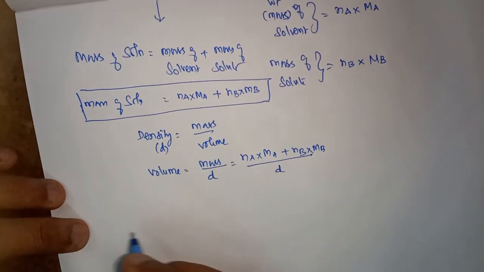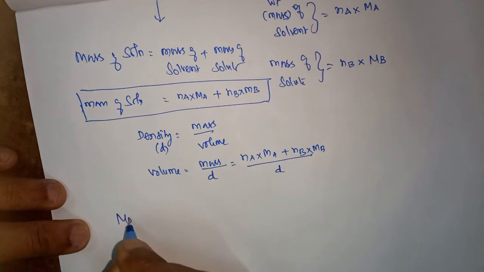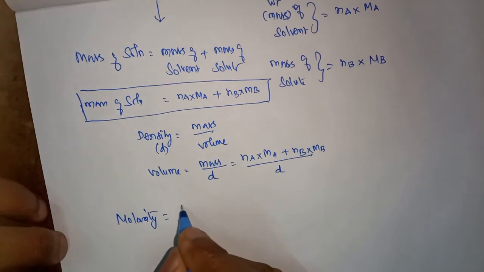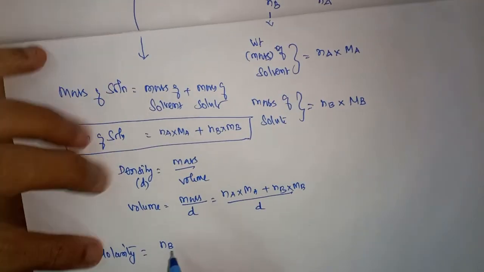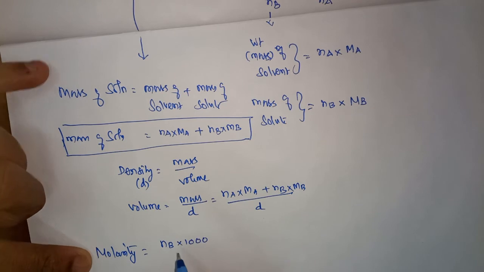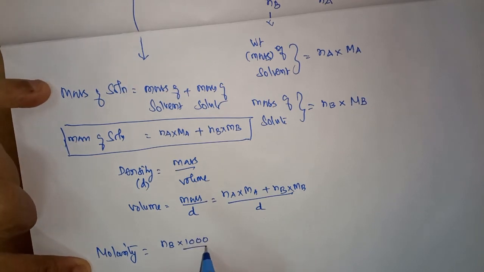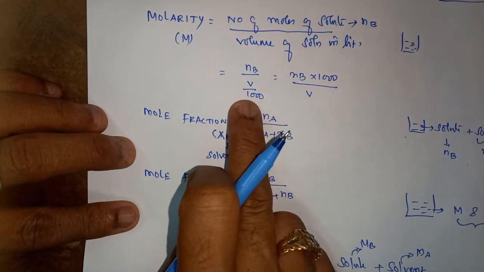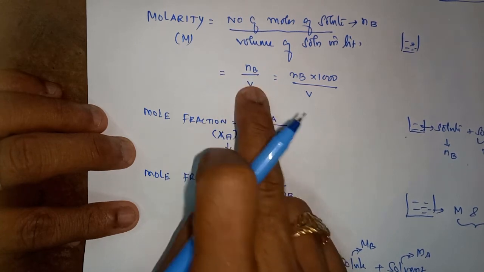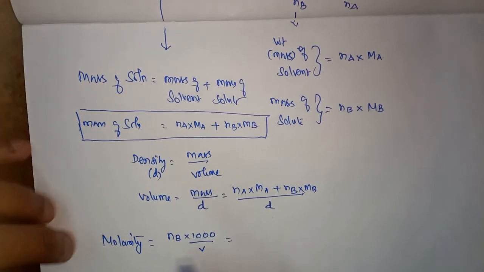I know the formula for molarity. Molarity is equal to, as I already told you, Nb by V by 1000, or Nb into 1000 by V. Why do I put V by 1000? Because I get this in liters. So Nb into 1000 by V. So it is V, that I write here.